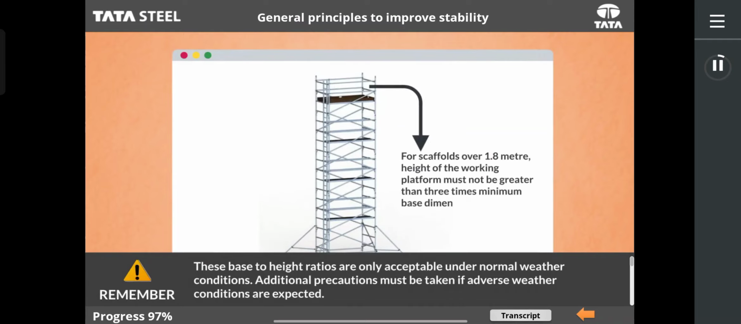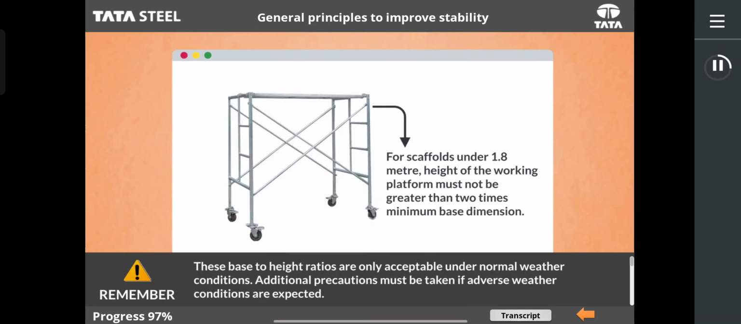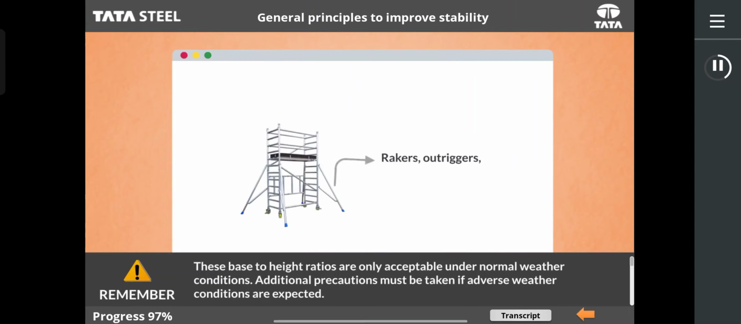The height of the top working platform must be no more than 3 times the minimum base dimension of the structure for scaffolds over 1.8 meters in height. The height of the top working platform must be no more than 2 times the minimum base dimension of the structure for scaffolds less than 1.8 meters in height. Use rakers, outriggers or larger base frames to increase the minimum base dimension if required.